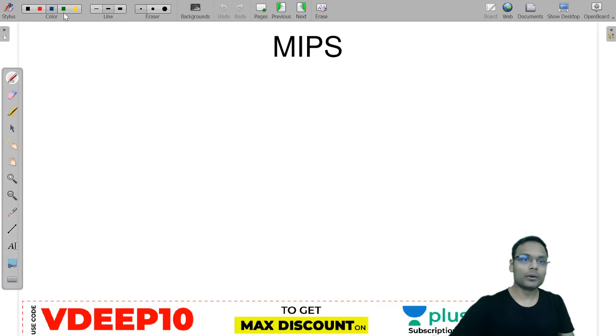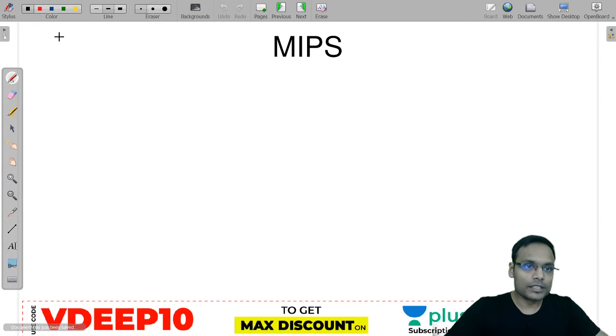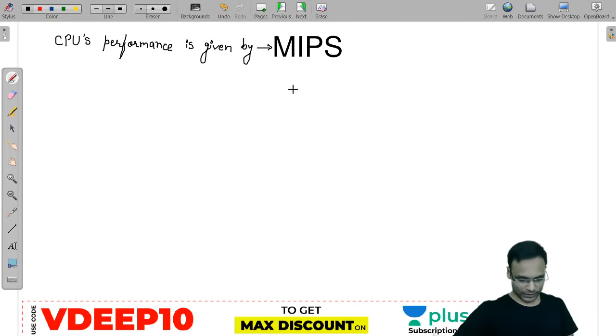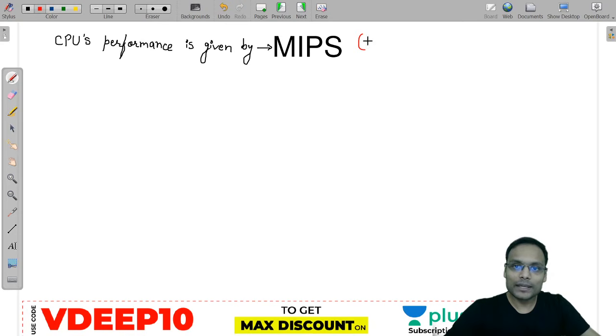So here I should write down a statement that CPU's performance is given by this MIPS. We measure CPU ka performance by this MIPS, and the full form of MIPS is million instructions per second.